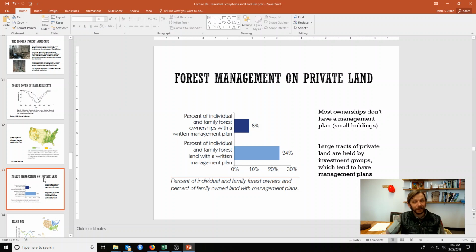And quite a lot of the forest doesn't actually have a management plan. These are small holdings of individual people that own a bit of woods, perhaps with a cabin in it. But a larger portion of the forests that is privately owned does have management plans. These tend to be held by investment groups that are actively managing these forests for economic returns.